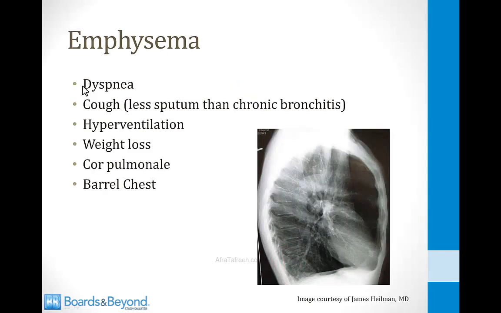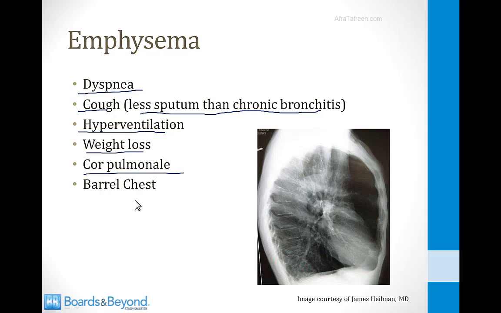The clinical findings of emphysema are dyspnea and cough, much like chronic bronchitis, although there tends to be less sputum than chronic bronchitis. There's hyperventilation. Because those alveoli are destroyed, there's less area for gas exchange, so the patient will hyperventilate to try and get the remaining functional alveoli to do more work and keep the oxygen level up. Because of the hyperventilation, patients can lose weight, they're burning more energy and more calories, and then over time the hypoxia can lead to cor pulmonale and heart failure.